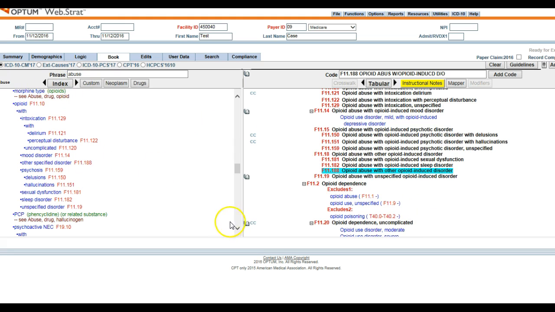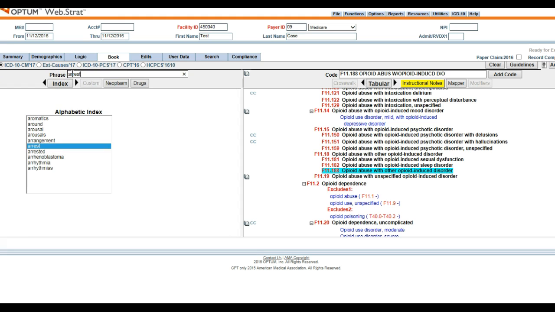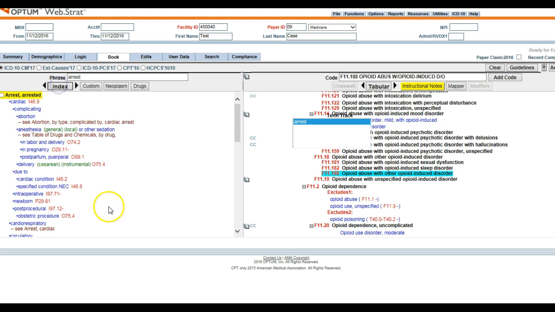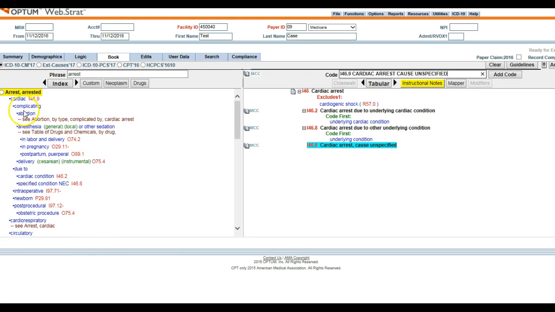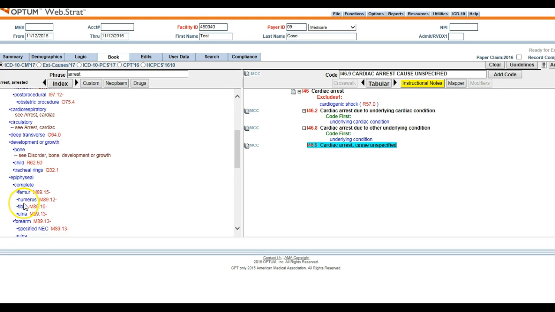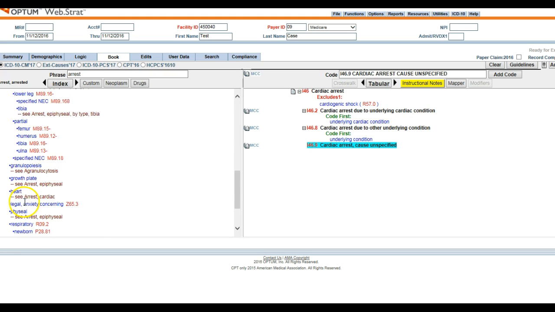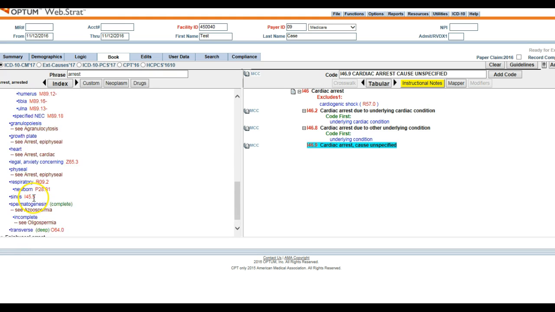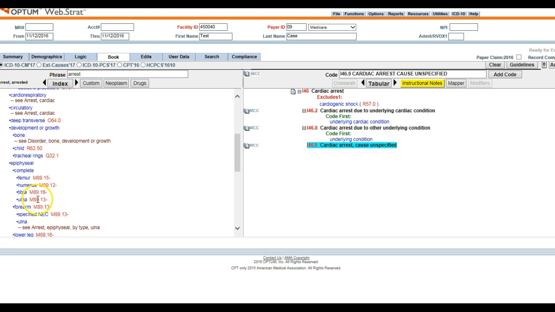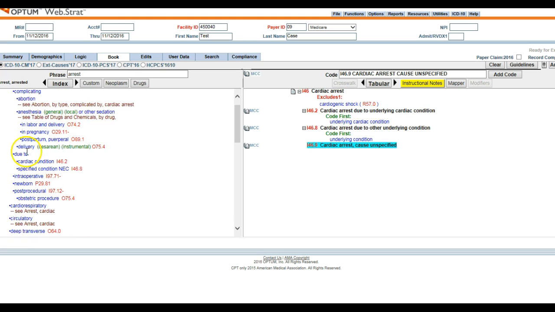Now, what happened to the patient? We always have to code the manifestation. So what happened? He had cardiac arrest. So we go to the word arrest. The first thing we see is cardiac, and it could be due to a specific condition. So we're going to do due to. Let's look down here, because it was due to him having an overdose, taking drugs.